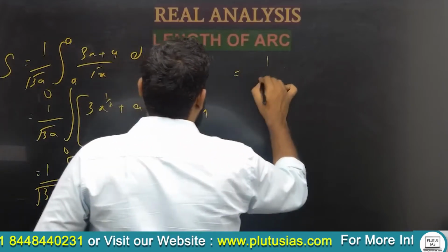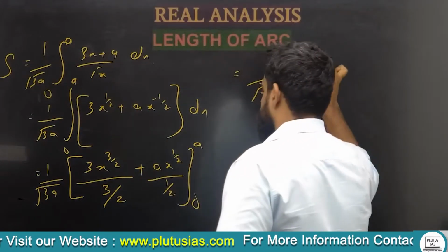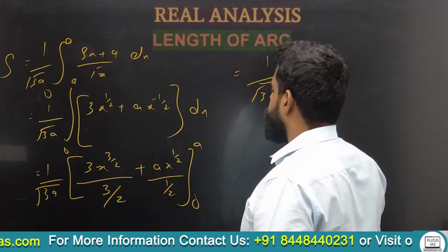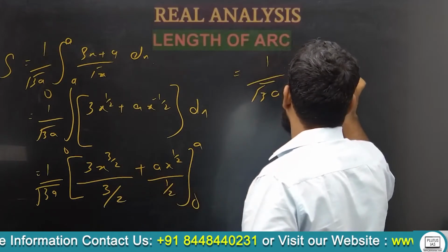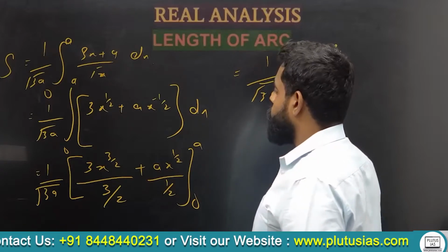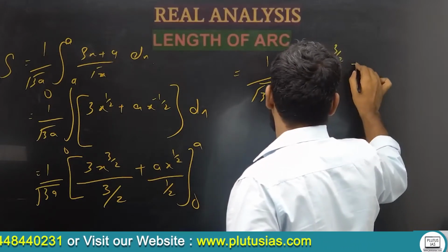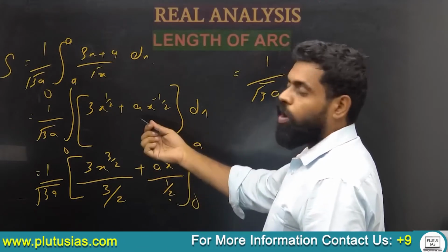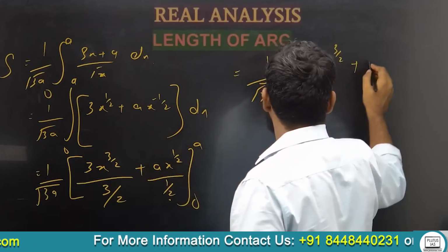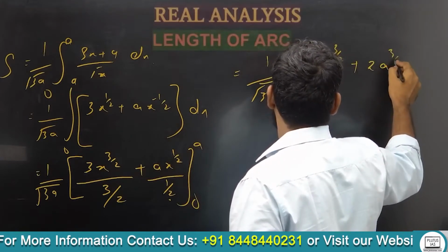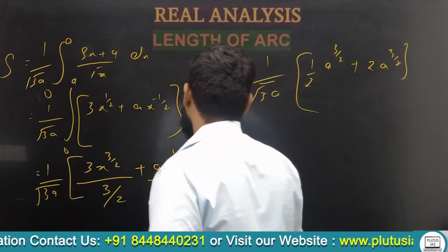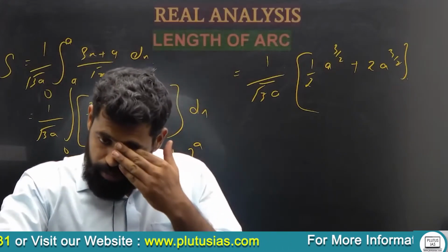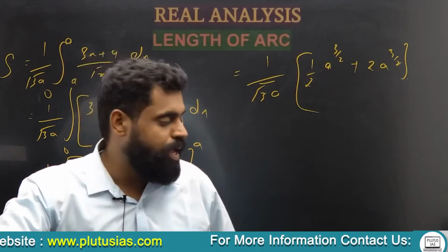Solving this, we get 1 upon under root 3a. This 3 cancels, so this is 1 by 2 times a to the power 3 by 2, plus this 2 will go to the numerator. This will be 2 times a to the power 3 by 2, and now you can easily calculate it. It is nothing but just using the formula and calculating easily.